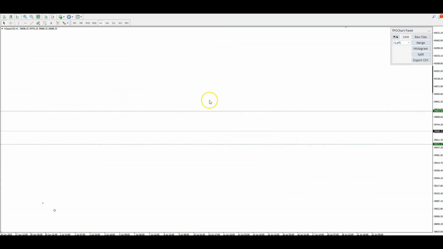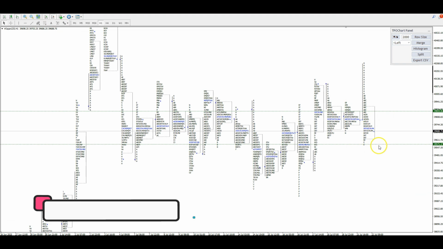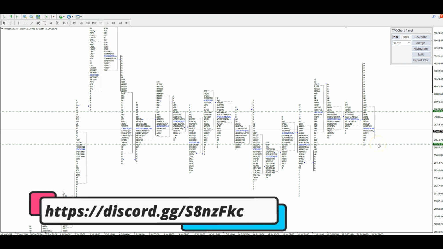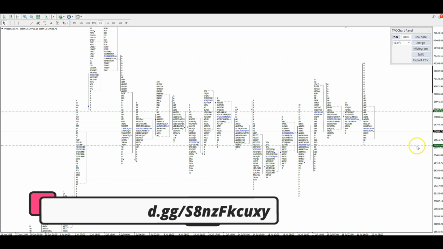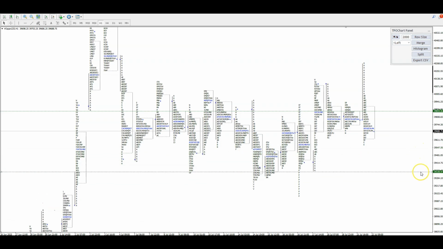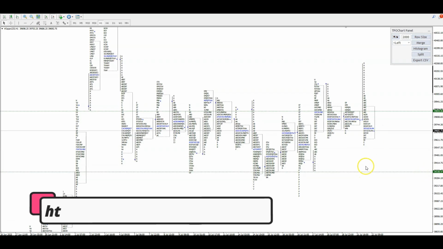Just going to pull this up. So again, we've got the lower session. We've got the lower session right here, right? So that's going to be interesting. But we also have those prior day lows. So again, we can't write this off as a potential place for the market to reach to.